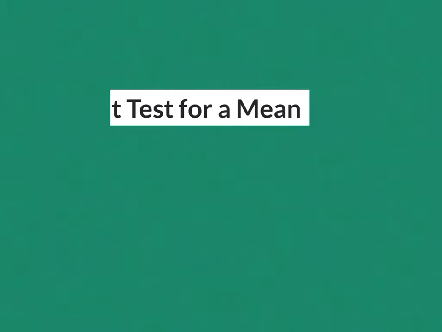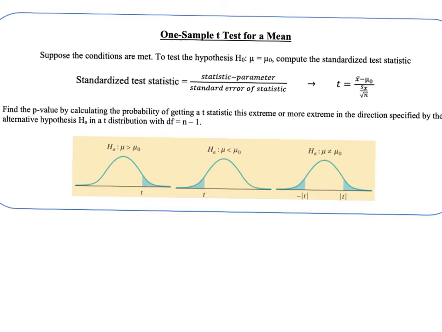In this video, we're going to wrap up chapter 23 by looking at t-test for a mean. So we're going to run a hypothesis test, and some key things to recognize is that we will be using the t-distribution again because we do not know the population standard deviation.